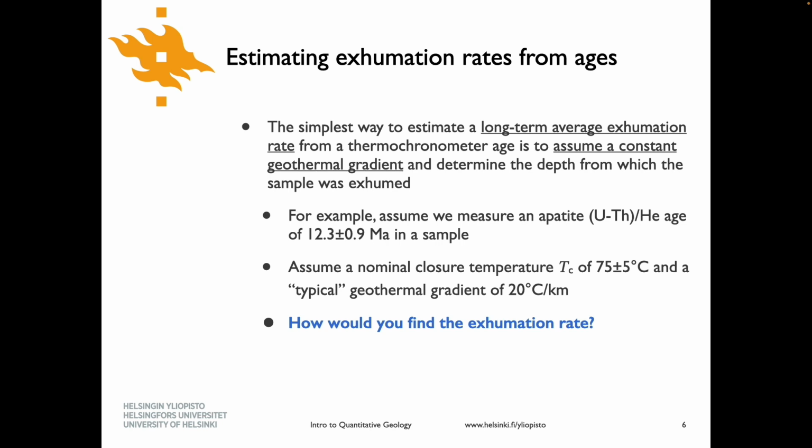Going back to the question: if we want to go from some age we have to a rate of some process, how might we do that? Imagine you have some age and you want to know how fast this rock came to the surface. What information would you need to be able to do that?